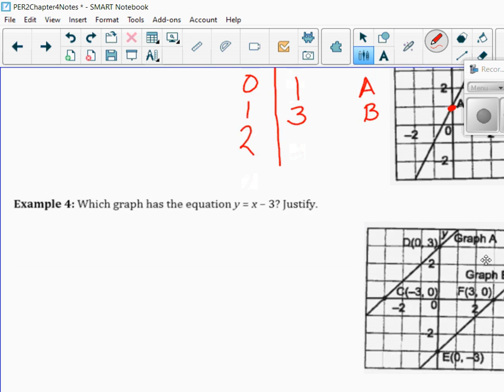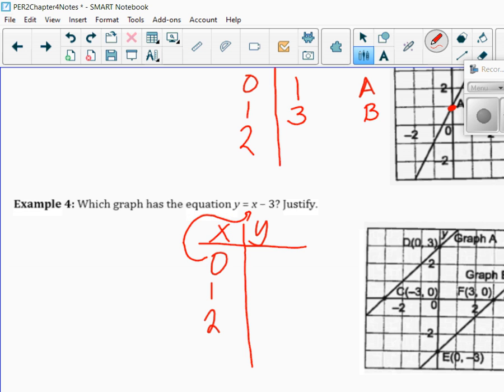All right, which graph has the equation y equals x minus 3? Justify. So again, the justification could be your table of values. So x, y, again, 0, 1, 2. 0 goes in for x. What's 0 subtract 3? Minus 3. So then if I plot that, it looks like it's graph B, but let's do a couple more points just to make sure. 1 goes in for x. 1 minus 3 is minus 2. 1, minus 2. Oh, that's that point.